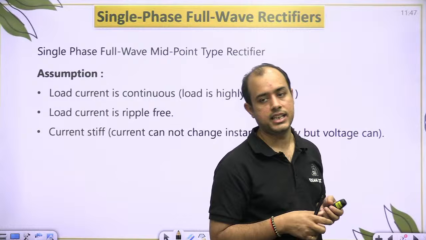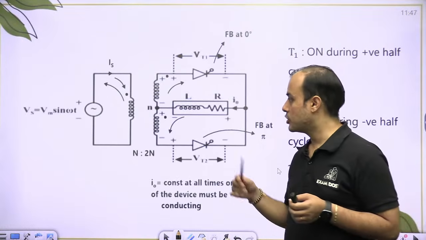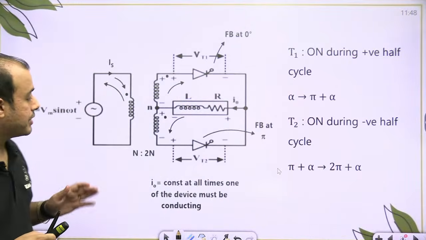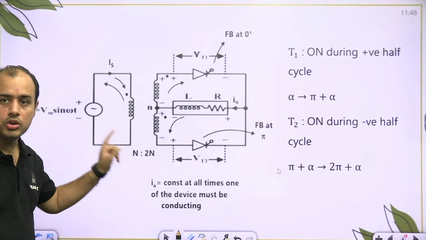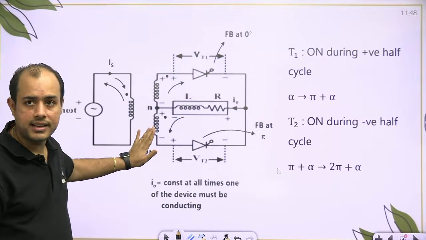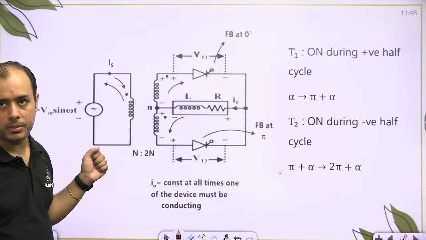I naught अचानक से नहीं बदल सकता. So that is said to be current stiff. So see, this is a midpoint converter beta, where we have a transformer. The ratio of transformer is 1:2, or you can say n:2n. The secondary is a center tapped winding. We also call it a center tap transformer.